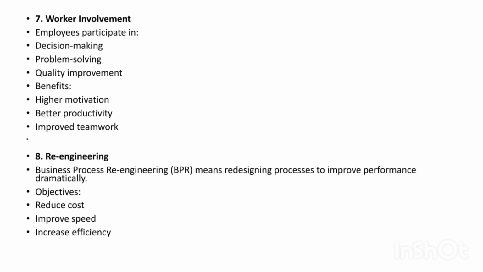The next one is worker involvement. Employees participate in decision making, problem solving, and quality improvement. In older operations management, the worker just followed the orders. But in modern operations management, the worker gives ideas because the worker knows the ground reality. The main benefits include higher motivation, better productivity, and improved teamwork. So operations management links the involved workers, thereby less defects and more innovation.